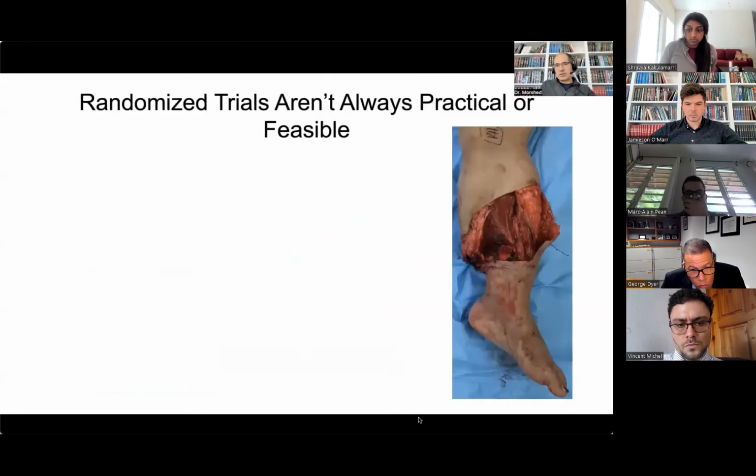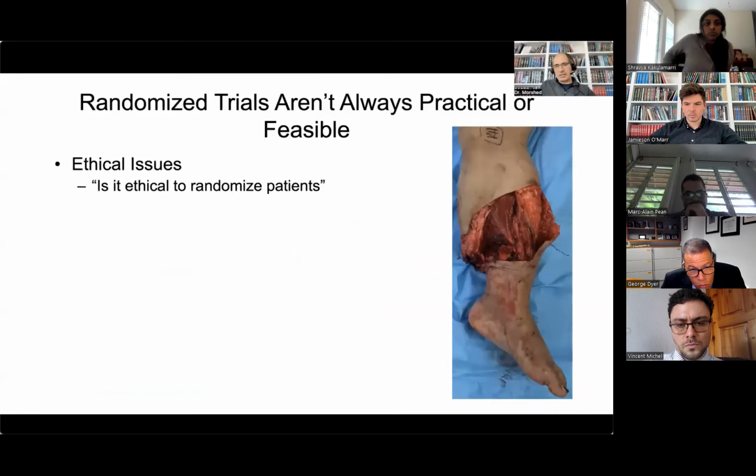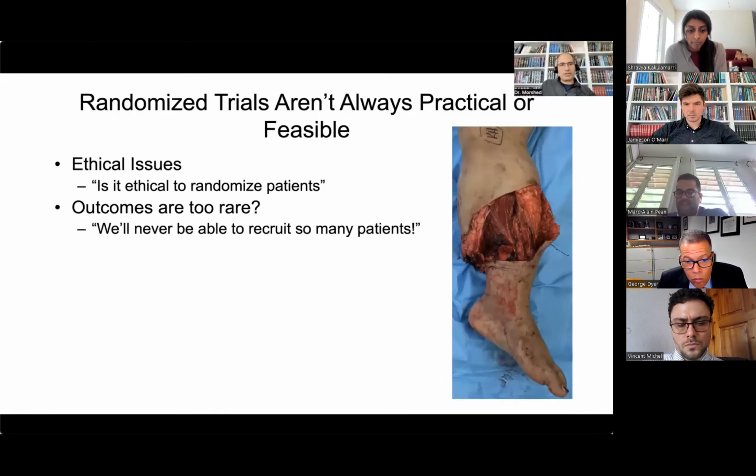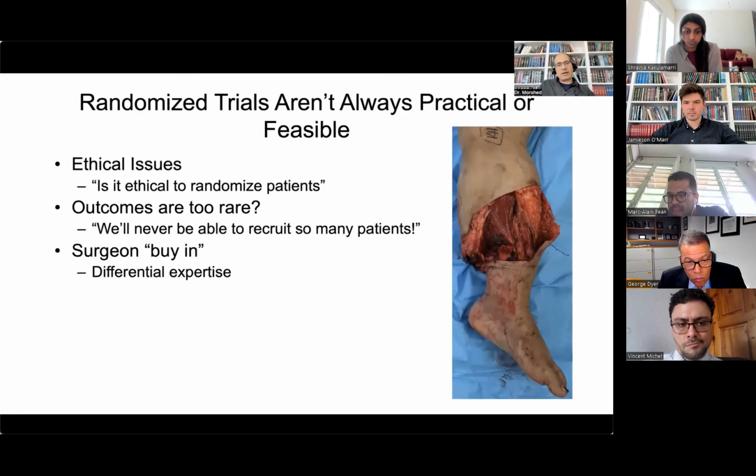Now, randomized trials aren't always feasible, right? There can be ethical issues. It may not be ethical to randomize a patient to, for example, amputation versus limb reconstruction for high energy lower extremity trauma. You may not have the buy-in from surgeons or patients. The outcomes may be too rare, so we may never detect enough events to adequately recruit for a study. So we may want to look at a different type of design for assessing impact.